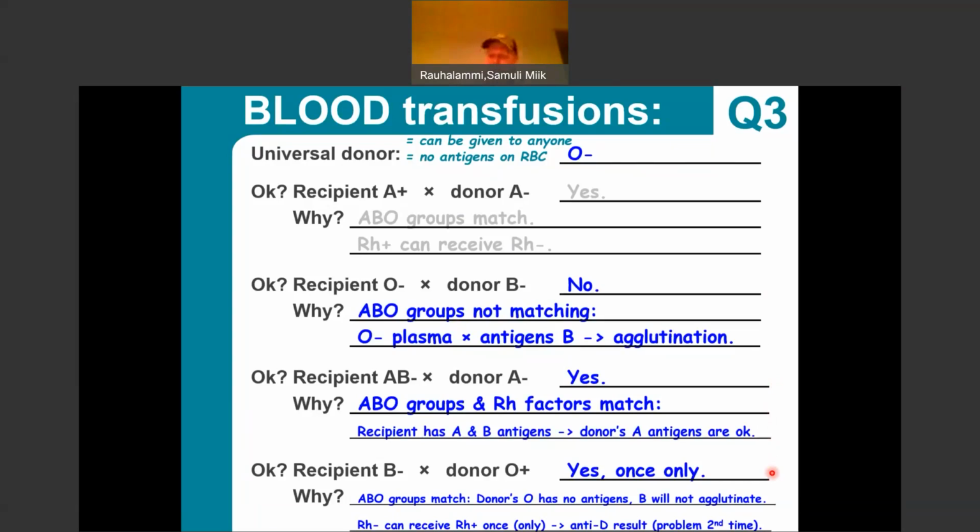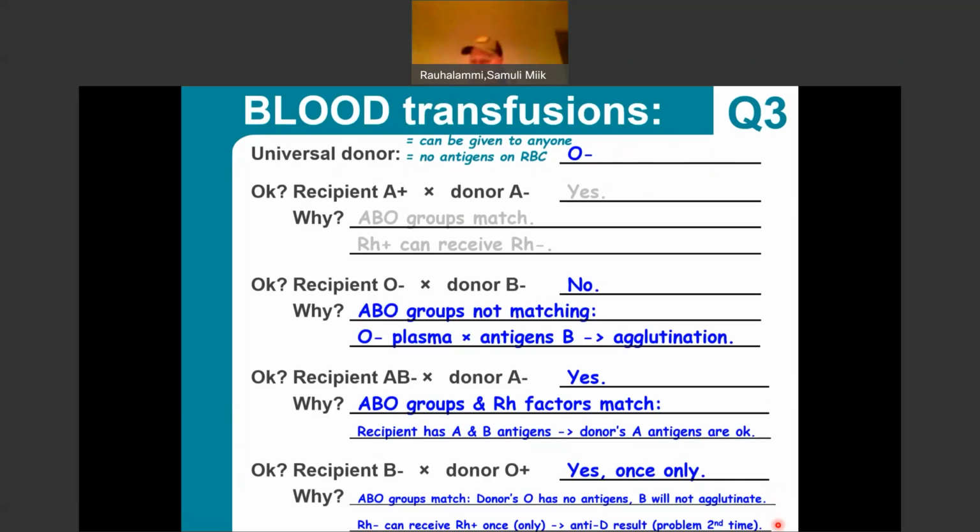The final question is a little trickier. Let's consider this: could a person with type B negative blood receive type O positive blood? We need to do a little bit of thinking here. Yes, this is possible, but only one time, because the ABO blood groups do match. Since type O has no ABO antigens, the B plasma will not agglutinate with that. That's fine and all good.